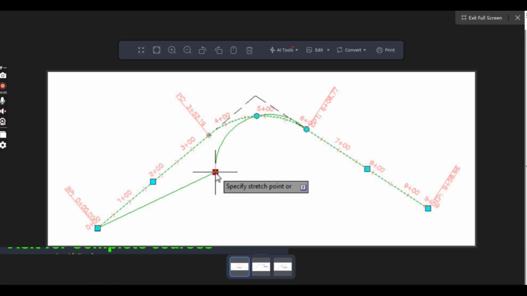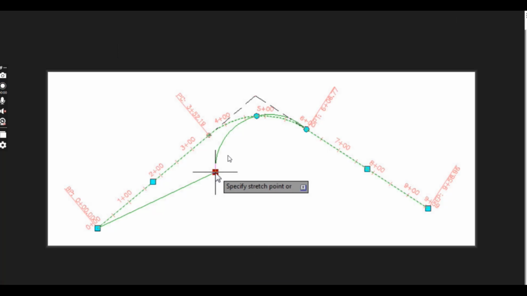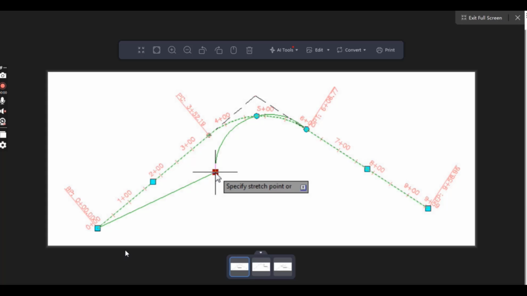Each alignment type can consist of 3 types of entities or segments, you can say, which are lines, arcs, and spirals. These segments control the horizontal alignment of your design. So the first one is fixed segment. Fixed segments are fixed in space.